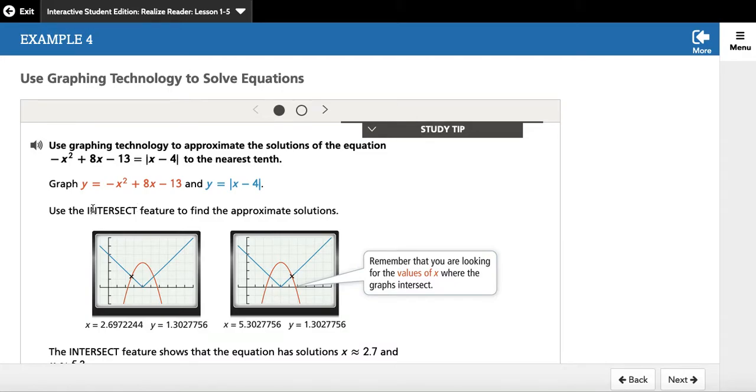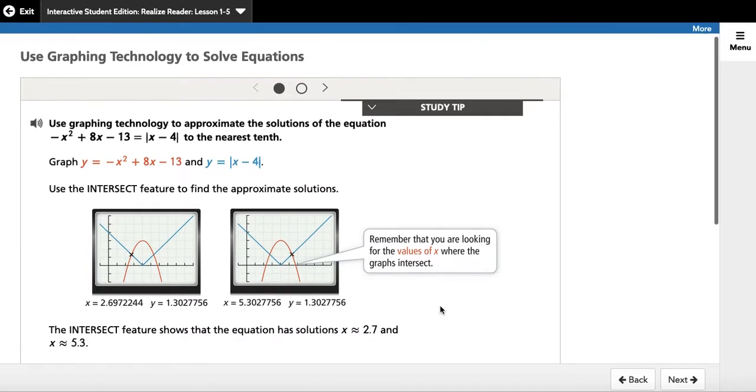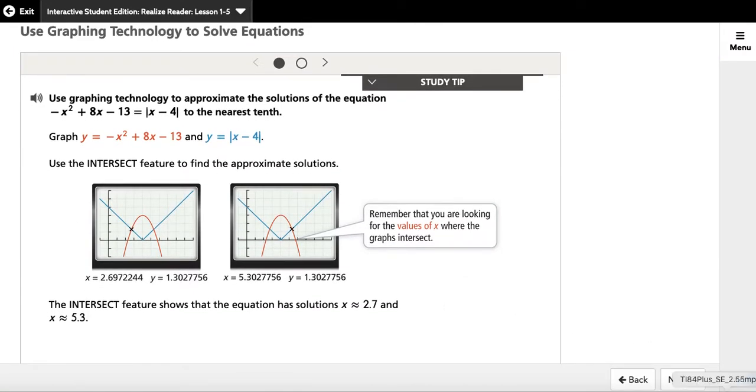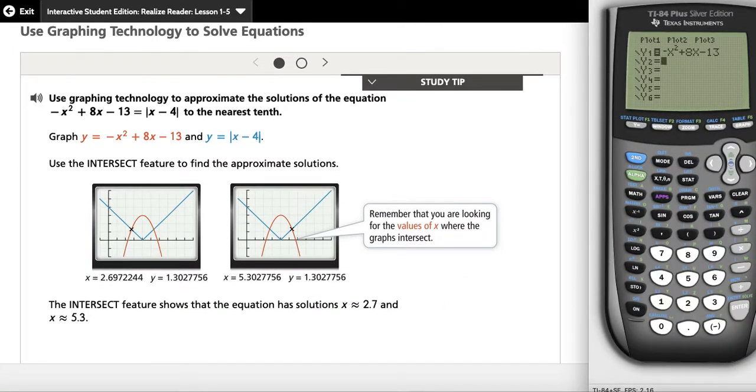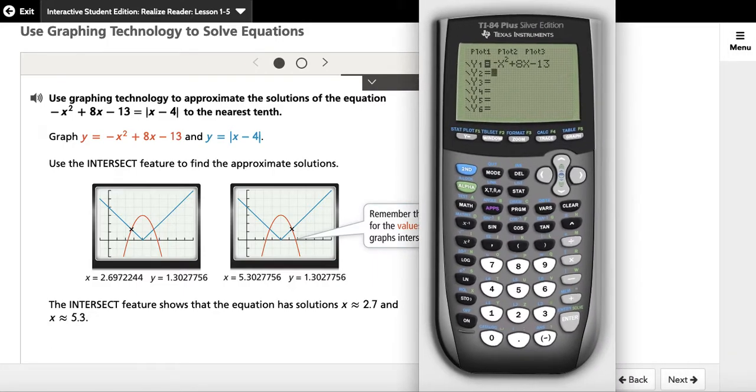They want to teach us the intersect function. Now, they're not really showing you how you could use that on the graphing calculator. So let me show you with my graphing calculator. Then I'm going to show you with Desmos. Actually, the next problem uses Desmos.